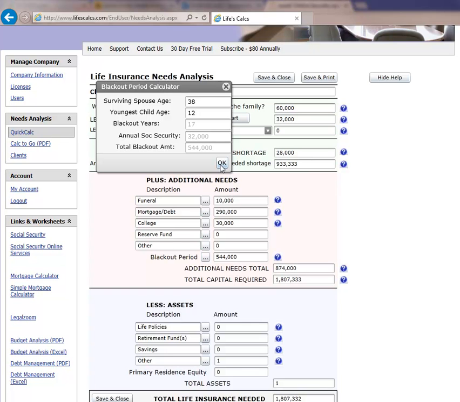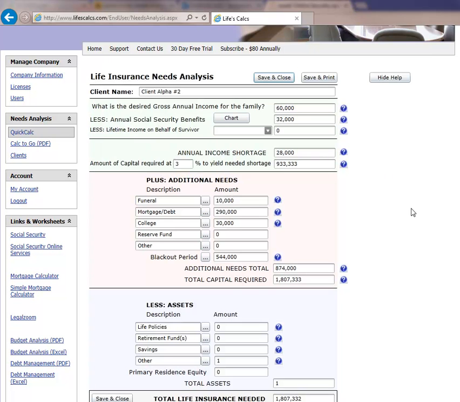So by calculating the blackout period and having that dialogue about the spouse possibly returning to the workforce or not, that means we've talked about it, and if they want to fund it fully, it's $544,000. If they want to fund a portion of that, it's up to them; they can put in whatever they want. So we now have a total need of capital required of $1,807,000.